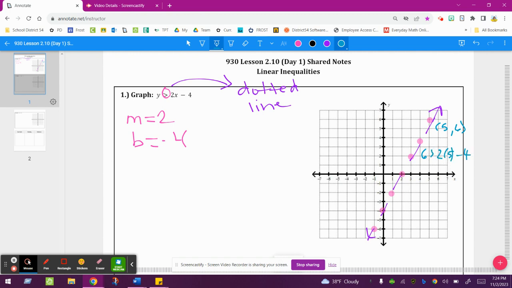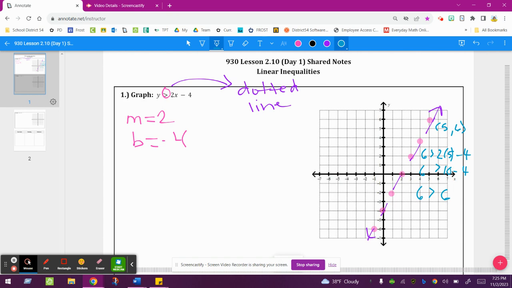and I'm eventually going to get 6 is greater than 10 minus 4. And so 6 is greater than 6, which is not true, right? So 6 is not greater than 6. However, if it was 6 is greater than or equal to 6, then it would be a solution. And so we would draw a solid line.